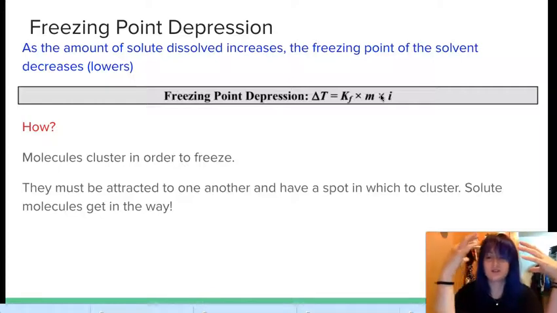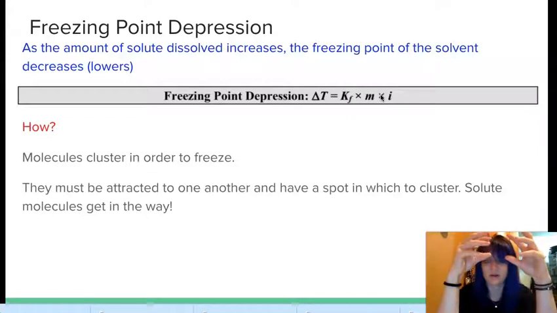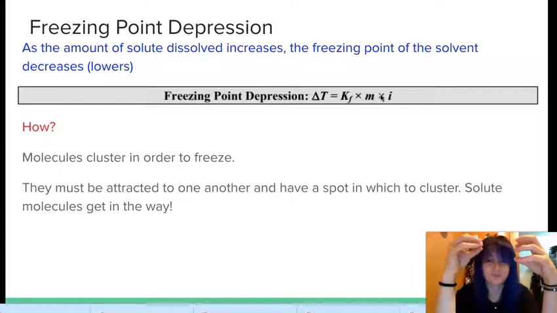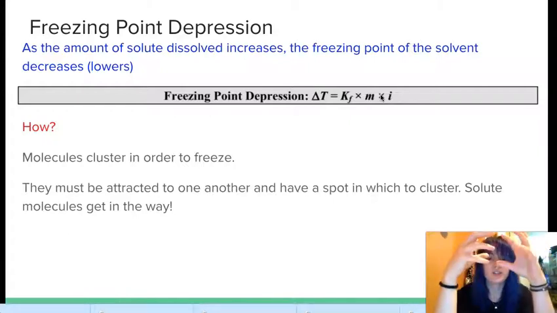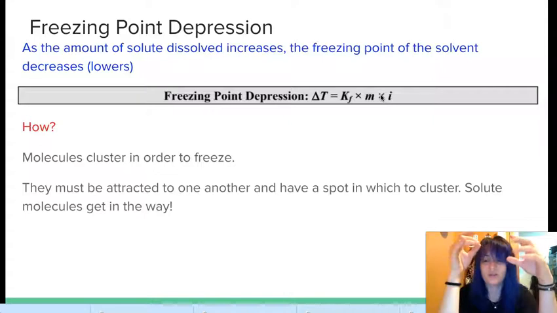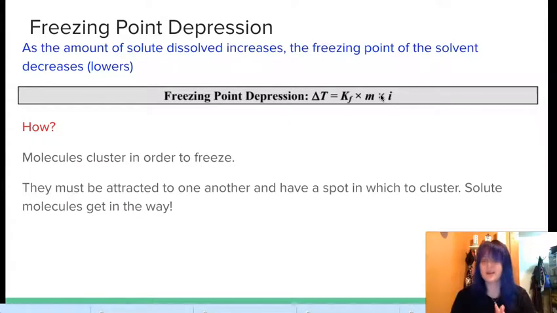As we know, solid structures are the most organized phase of matter. So these have the strongest intermolecular forces. It's a rigid structure, so the molecules have to cluster and crystallize. This means that they have to be close to each other and attracted to each other. When a solute is dissolved in the solvent, those solute particles get in the way of the solvent and make it harder for that solvent to freeze.